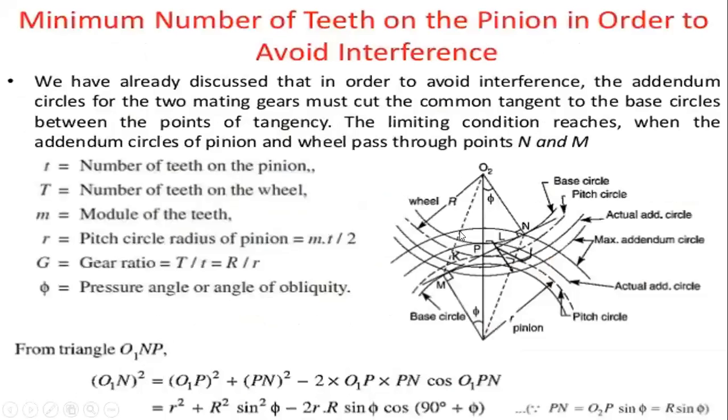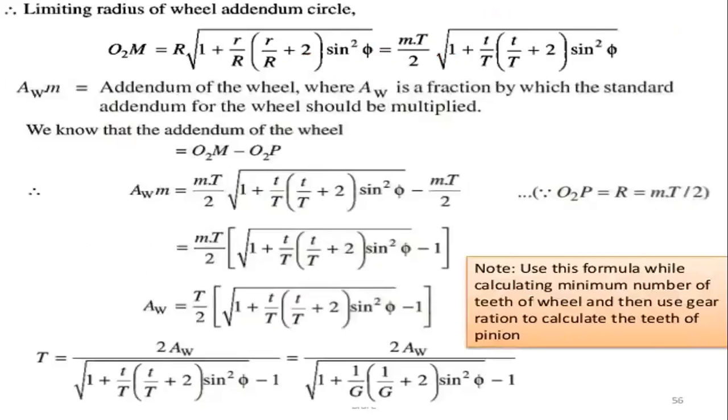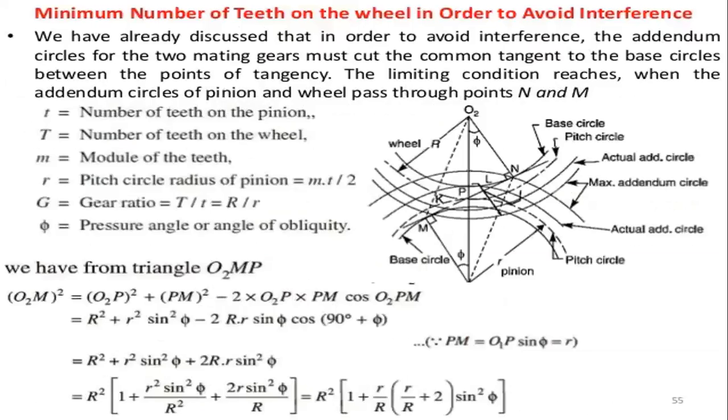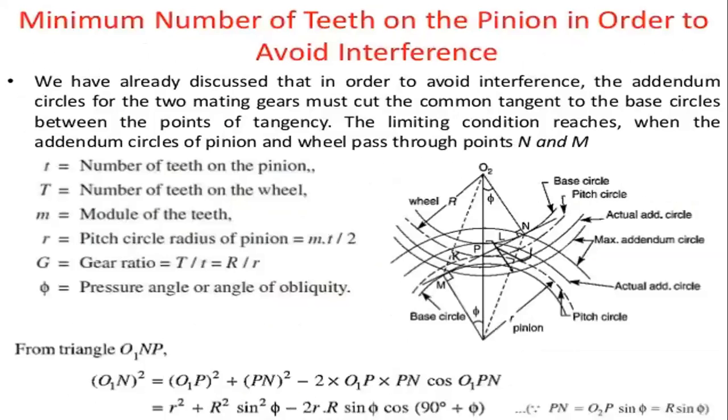Next we are going to find the minimum number of teeth on the pinion in order to avoid interference. Here we have taken the wheel, and now we are going to take the pinion.